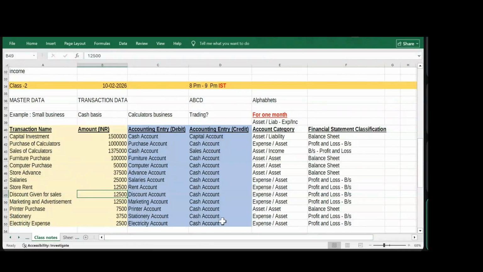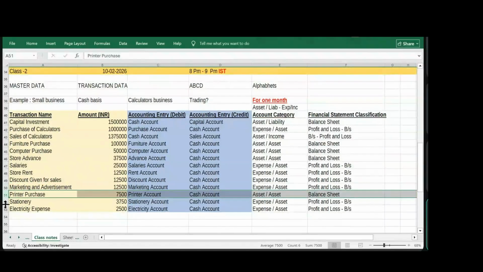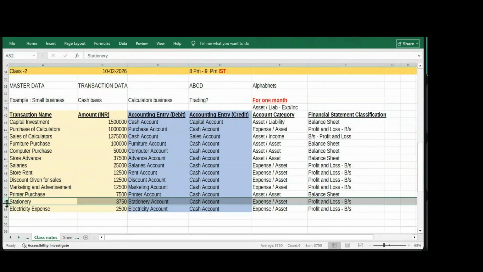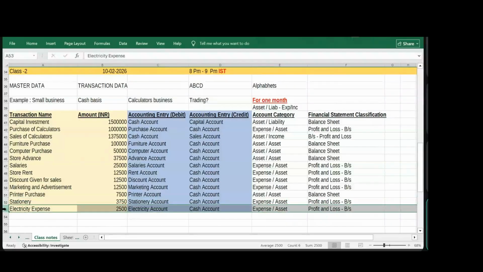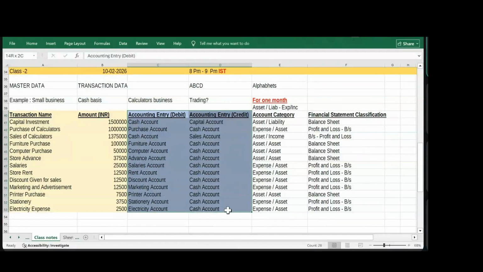Okay. So what are the two accounts involved? Discount account and cash account. Expense and asset, P&L account and balance sheet. Likewise, we spent something on marketing and advertisement. I purchased a printer. I spent something on stationery, and I spent something on the power bill. Very few examples I have taken. This is the transaction. This is your accounting, debit or credit.